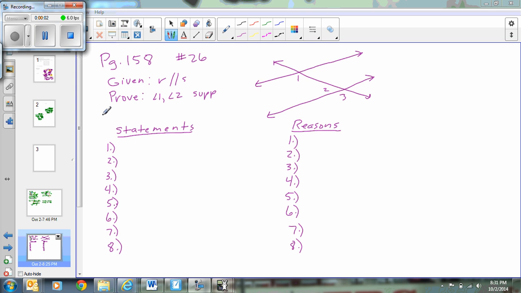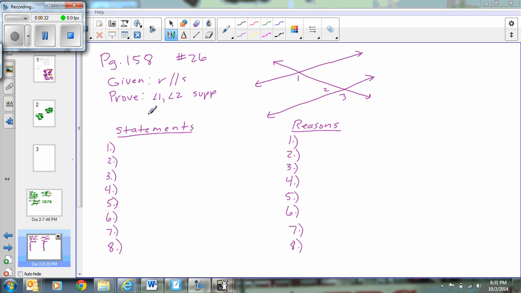This is the page 158 assignment number 26. And first of all, just a couple of changes from your book. One thing, the number 26 in the book asks you to write a paragraph proof. And we'll be talking about paragraph proofs in the future. It's basically the same thing as a two-column proof. It's just the format looks a little different. You write it out so that it looks like a paragraph instead of the two columns with statements and reasons.